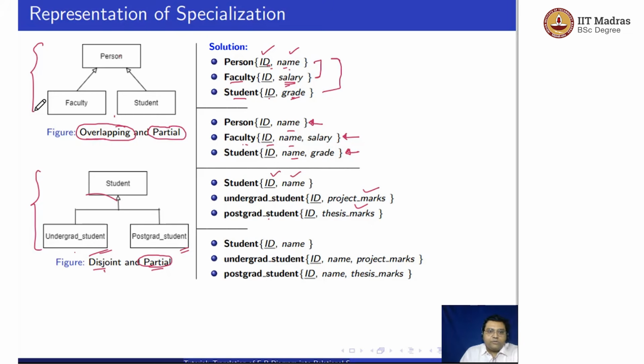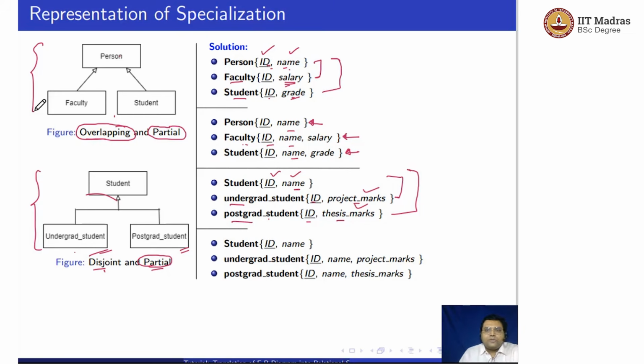So whenever we need information about the undergraduate student, we get the undergraduate student ID and the project marks, and we make a join between the student table and the undergrad student table, and we'll get the name also. Similarly, whenever we want information about a postgraduate student, we get the ID of the postgrad student and thesis marks, and if we want to get the name, we have to make a join with the student table. Now again, every time we need to fetch the information about the undergrad student or a postgrad student, we need to make a join, right?